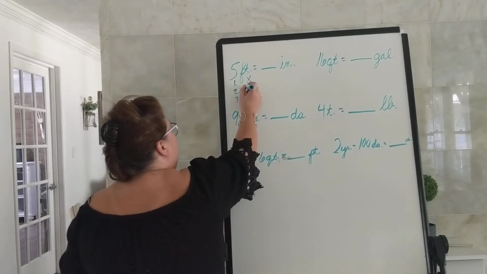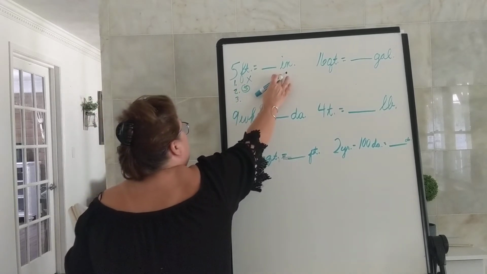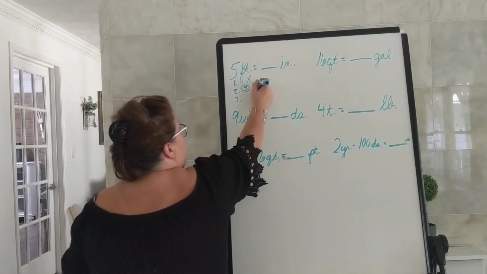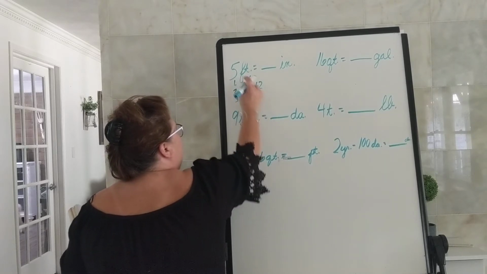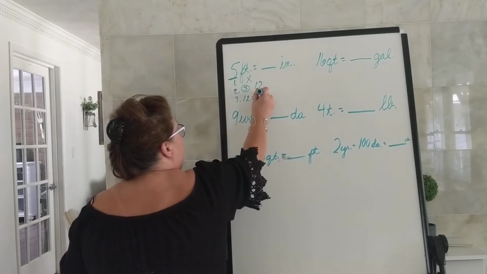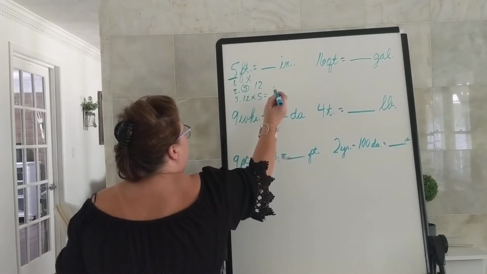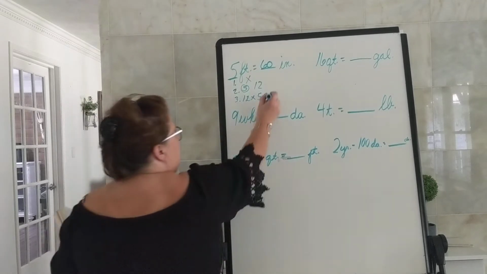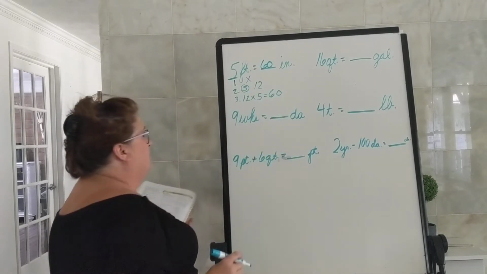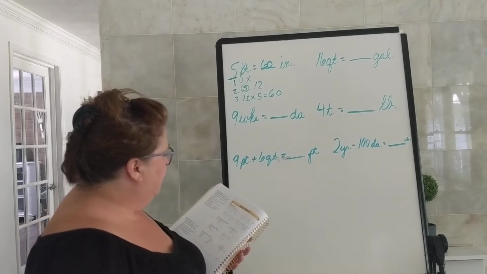Our step number 2, we find our special number. How many inches are in a foot? Well, that is 12. So we're going to multiply our special number 12 times our given number 5, and 12 times 5 is 60. So 5 feet equals 60 inches. Okay? Go ahead and look at letter B.